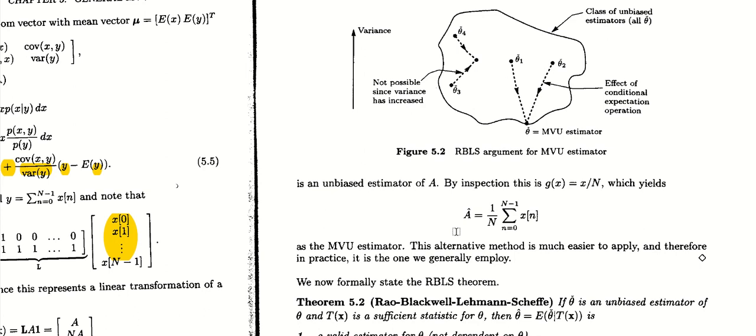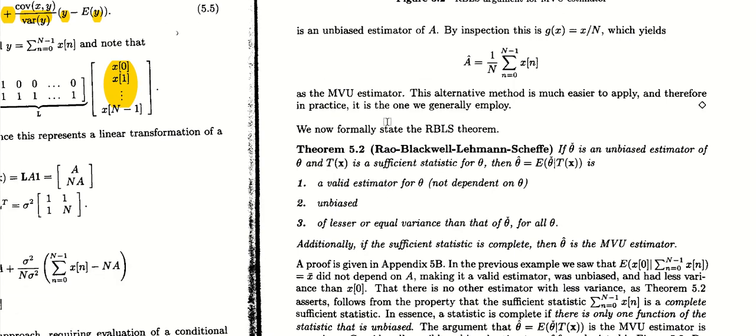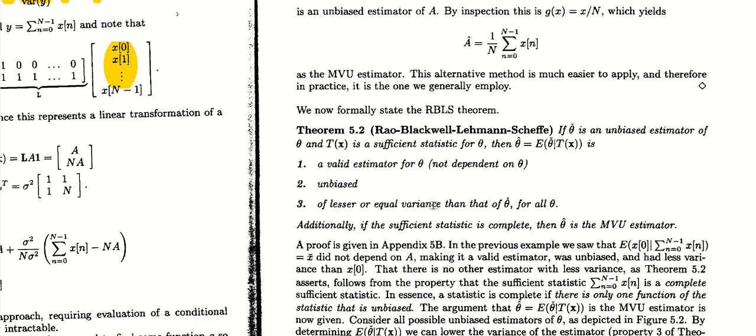There is this theorem, the Rao-Blackwell-Lehmann-Scheffe theorem. If theta check is an unbiased estimator and T is a sufficient statistic, then theta hat equal to the expectation of theta check conditioned on T is a valid estimator, unbiased, and of lesser or equal variance than that of theta check for all theta. If the sufficient statistic is complete, then this is the MVU.